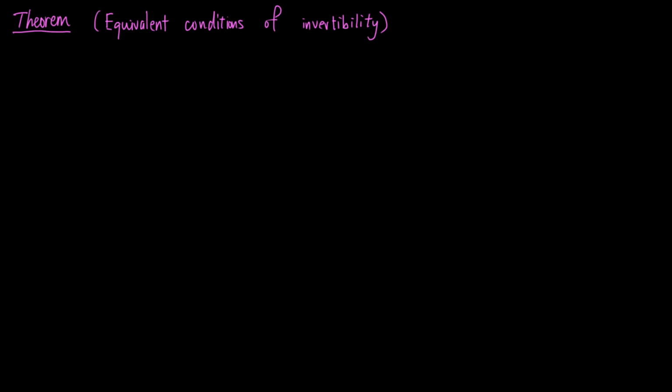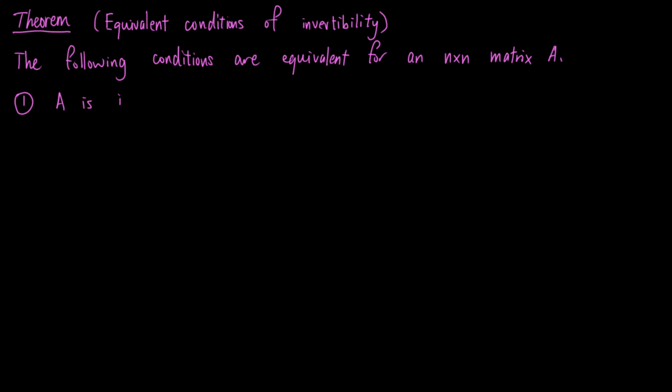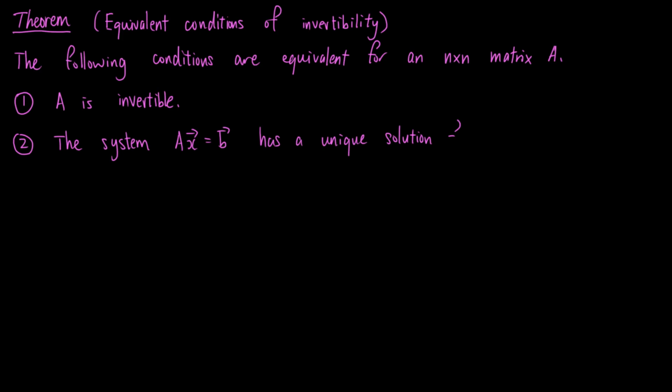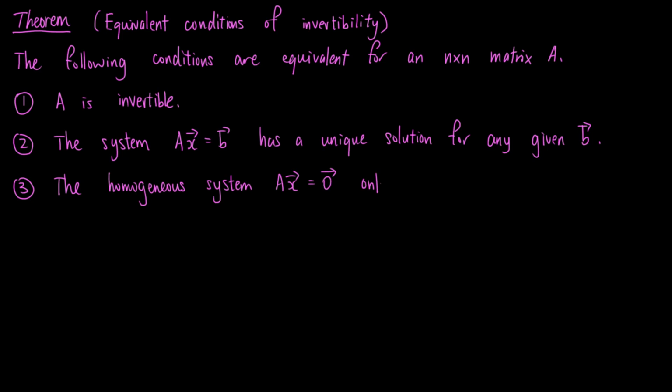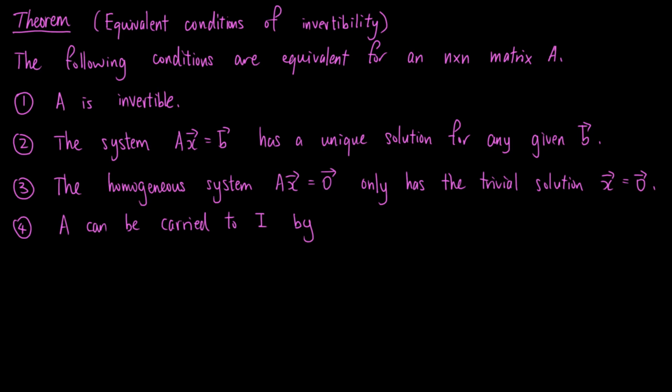Now, let's conclude by giving some equivalent conditions of invertibility. We consider an n by n matrix A. The following conditions are equivalent. The first one is that A is invertible. The second condition is that the system A times x equals b has a unique solution for any given column vector b. The third condition is that the homogeneous system A times x equals 0 only has the trivial solution x equals 0. The fourth condition is that A can be carried to the identity matrix by elementary row operations.